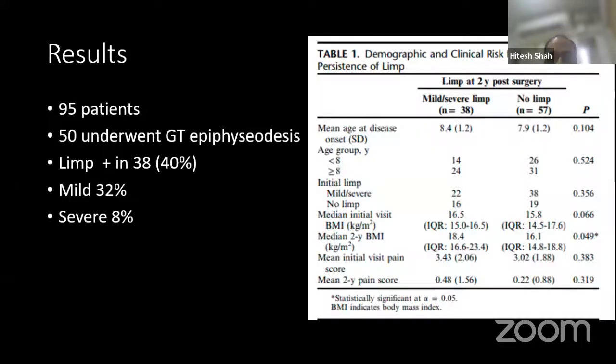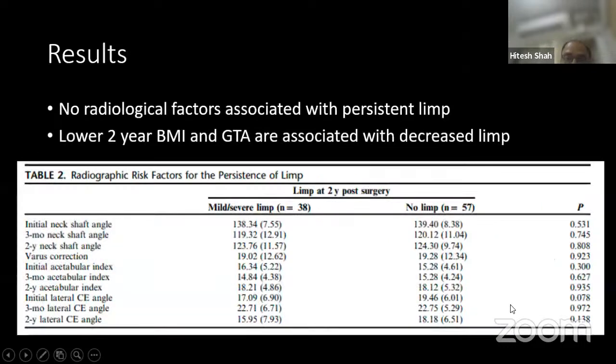When we evaluated the demographic and risk factors, the age, the limp at presentation, the BMI, except the BMI at 2 years of follow-up, none of the factors was significantly different between limp present or absent. Limp was not associated with anything except that children with limp were more likely to be obese at 2 years of follow-up.